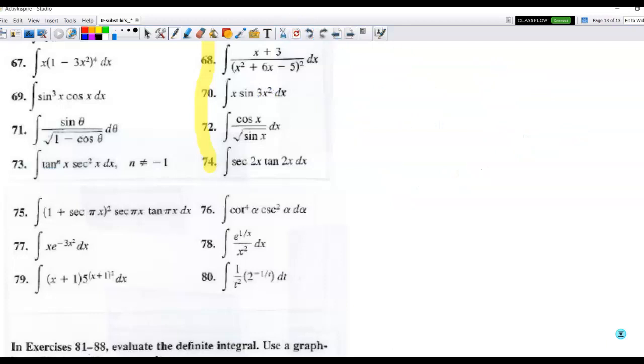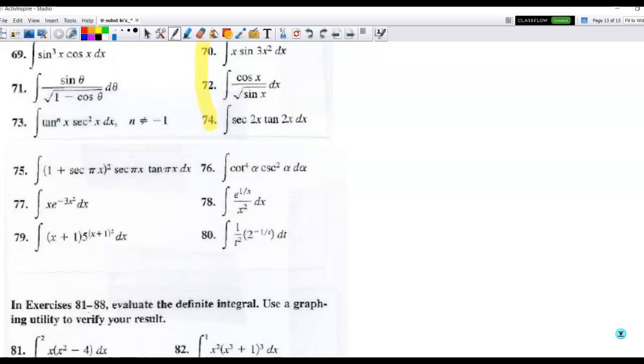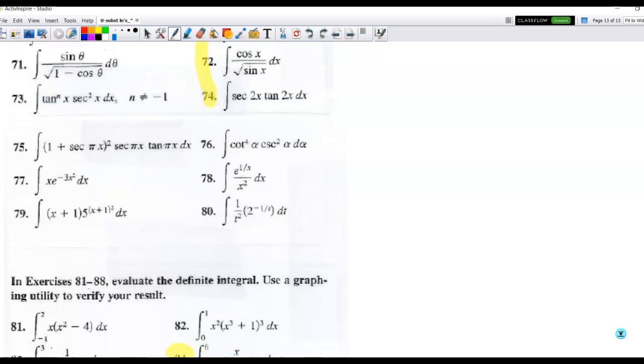74. In number 74, I see a familiar trig derivative, or however you want to think about it. When I say that, I'm basically saying I know a function that has a derivative of secant of the angle, tangent of the angle, and that would be secant. But I do have something going on with my angle here, so I'm going to do a u sub, and I'm going to let u equal the angle of 2x. du is equal to 2 dx.